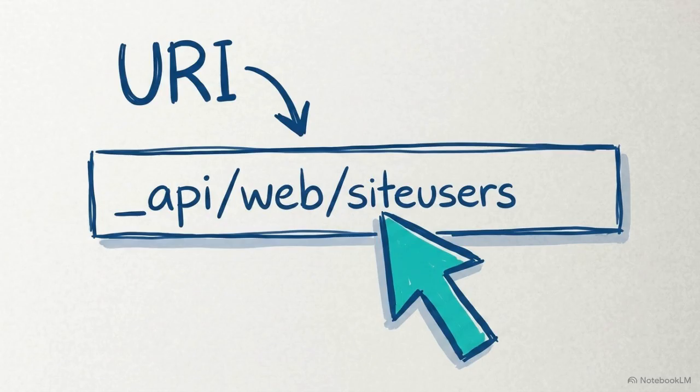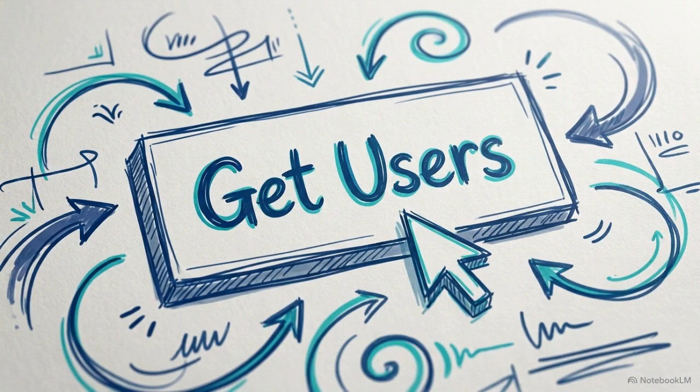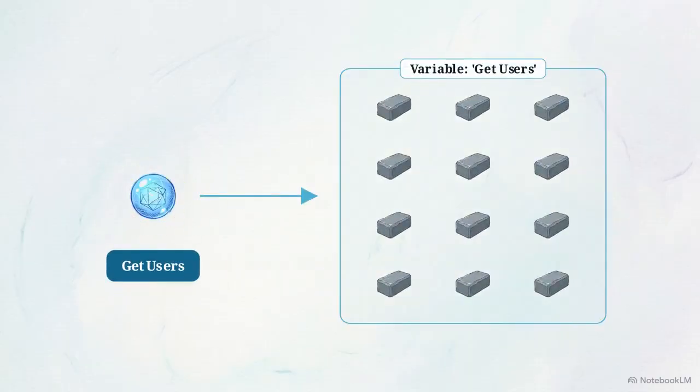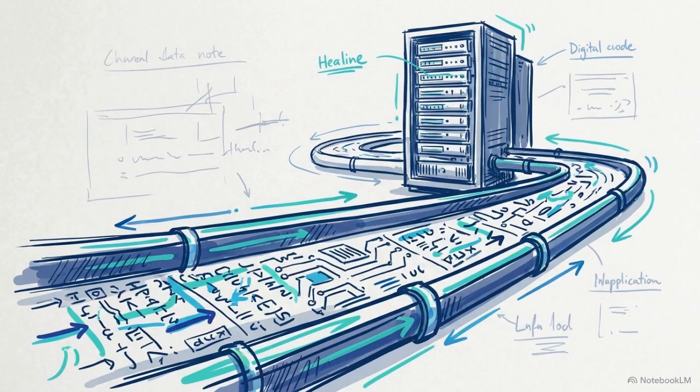To access the hidden user directory, enter this string into the URI field: API/web/site-users. Before moving on, rename this HTTP action to getUsers. This ensures your data variables remain identifiable when we start mapping them in the next stage. This API connection transforms the SharePoint site from a closed directory into an accessible data source for our flow.